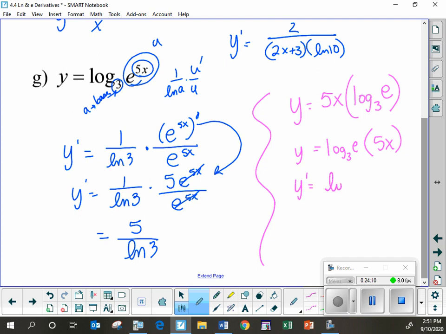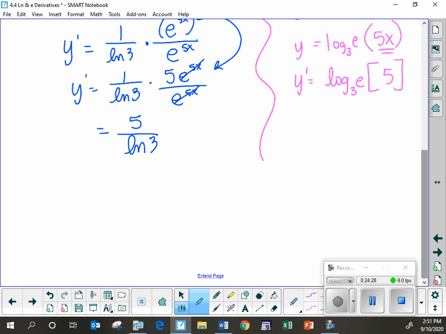I have this log base 3 of e. The derivative of 5x is simply 5. And now you're probably asking, well, wait a minute. That doesn't look like your answer on the left in the blue, but it is.